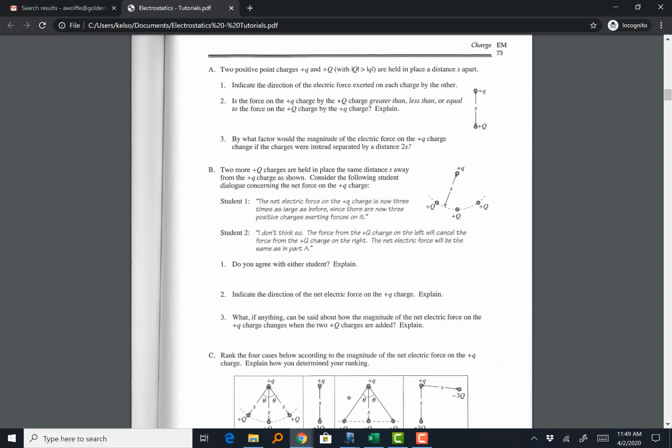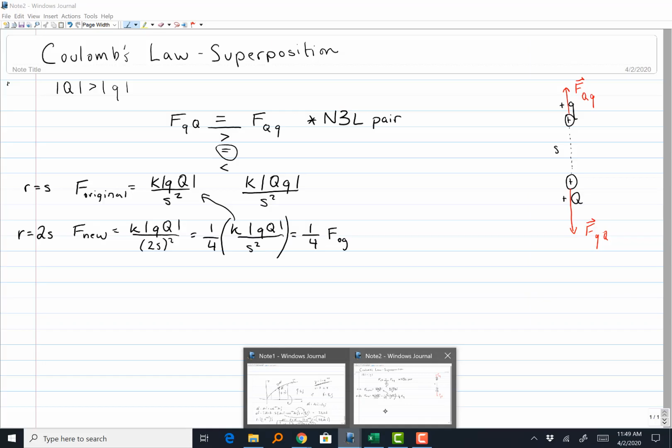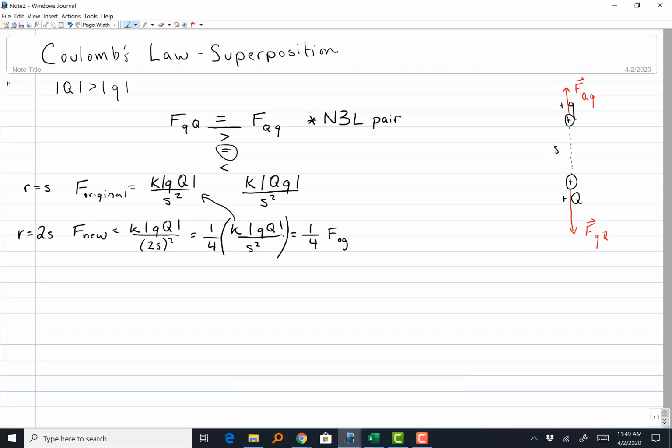Okay, moving on to part B. We have a new situation where we've got two more charges that are held in place the same distance s away from little q. And so we're going to be looking at these students. So first I'm going to get this diagram into my notes here.